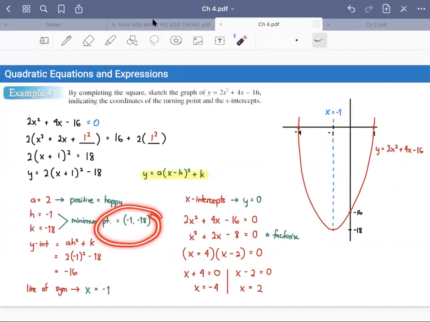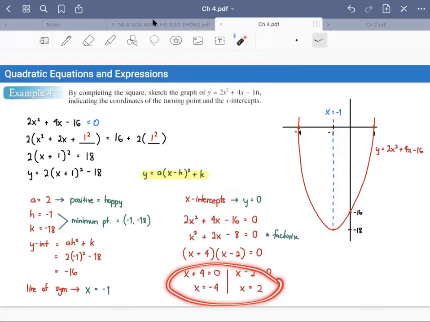All right, so how do we graph this? Start with the minimum point over here, -1 and -18. The y-intercept is -16, it's over here. Then the x-intercepts. By the way, class, let's first draw the line of symmetry. Then you start graphing your x-intercepts, which are side by side with the line of symmetry. So -4 is here, and +2 is over here.